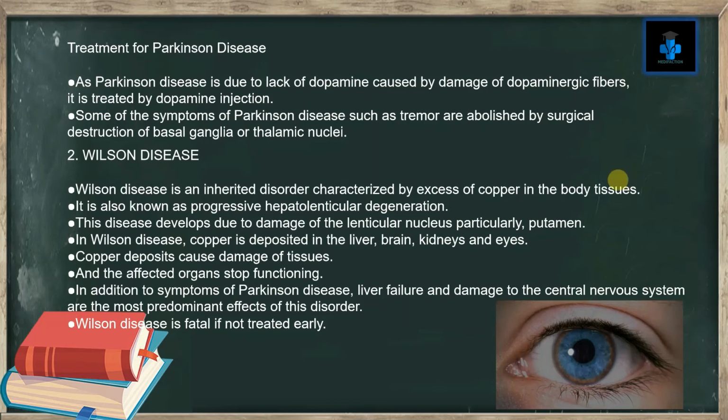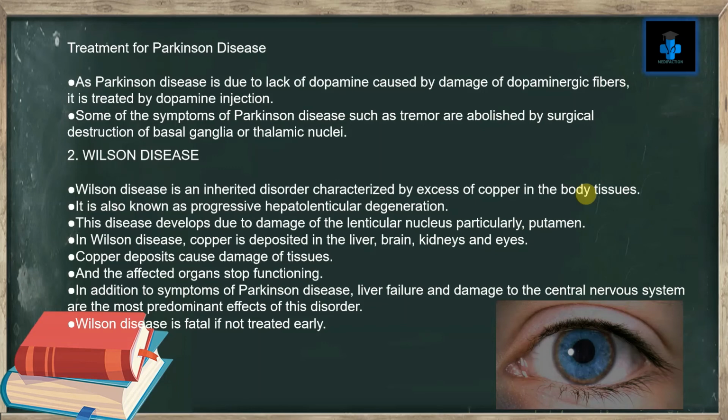Next is Wilson disease. Wilson disease is an inherited disorder characterized by excess of copper in the body tissues. It is also known as progressive hepatolenticular degeneration. This disease develops due to damage of the lenticular nucleus, particularly putamen. In Wilson disease, copper is deposited in the liver, brain, kidneys, and eyes. Copper deposits cause damage of tissues, and the affected organs stop functioning.